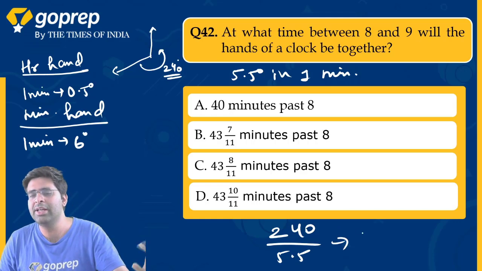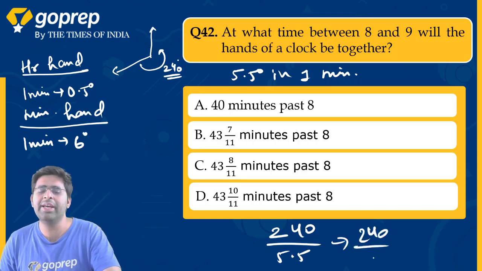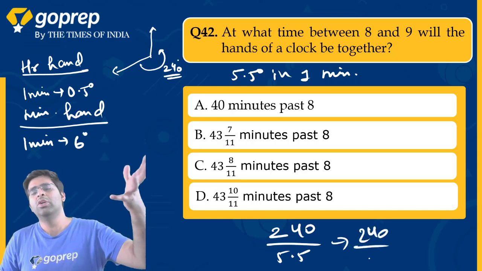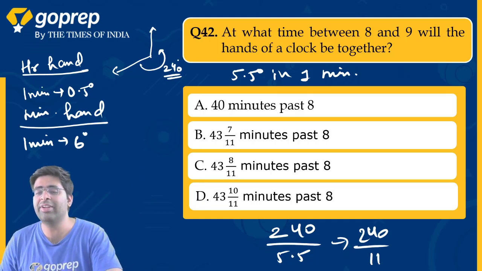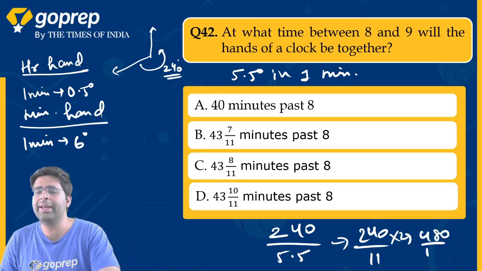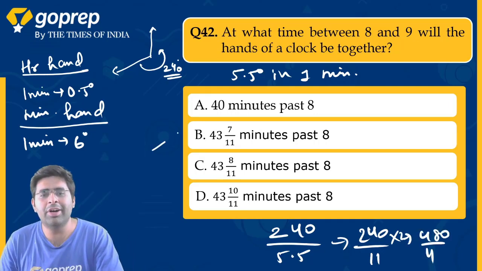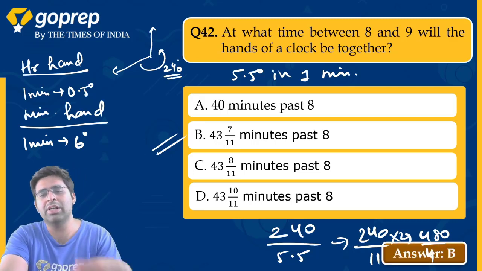That's all, ये अपना आंसर है. 240 डिग्रीज कवर करने हैं, एक मिनट में 5.5 करता है, तो नेट 240 के लिए 240 by 5.5, that's 11 by 2. तो ये आ जाएगा 480 by 11 which is nothing but 43.7 by 11. तो बच्चों इसका आंसर आ गया बी.